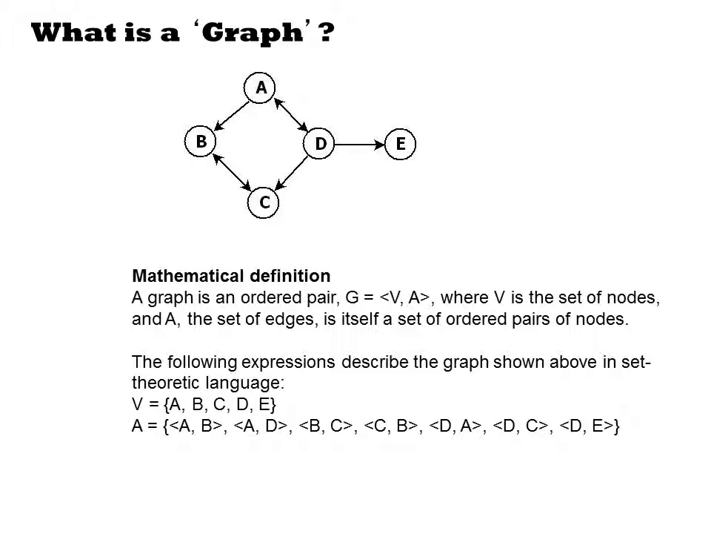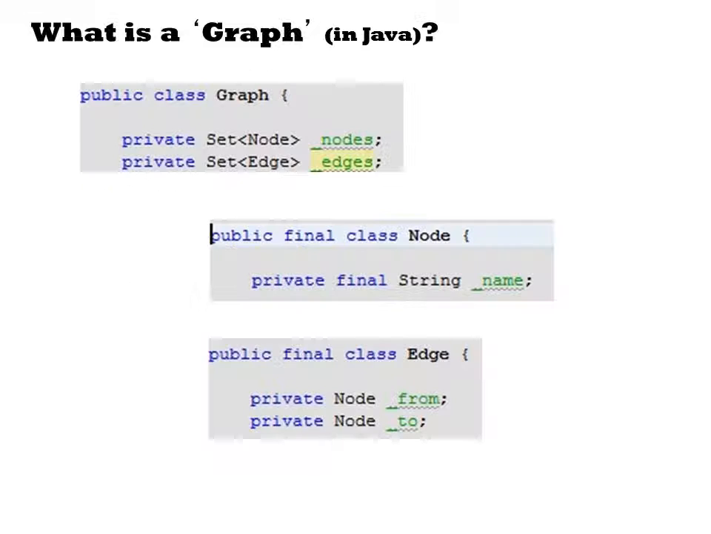A graph is mathematically defined as an ordered pair of two sets. One of these two sets, V, is the set of nodes. For a molecule, each atom is a node. The other set is the set of edges, which is itself expressed as a set of ordered pairs of nodes.